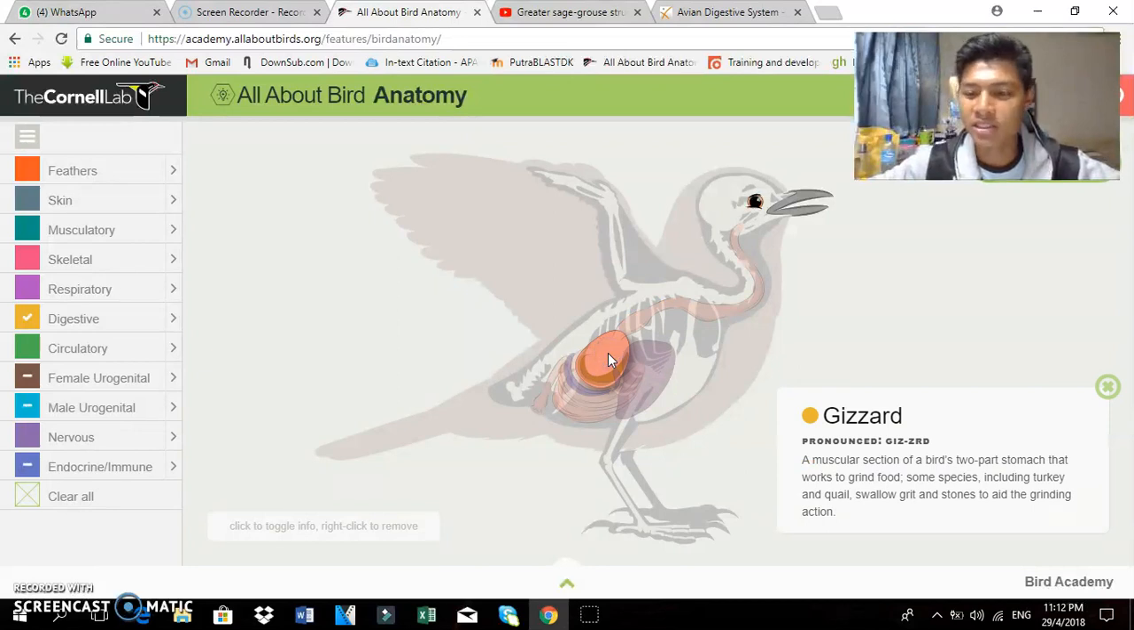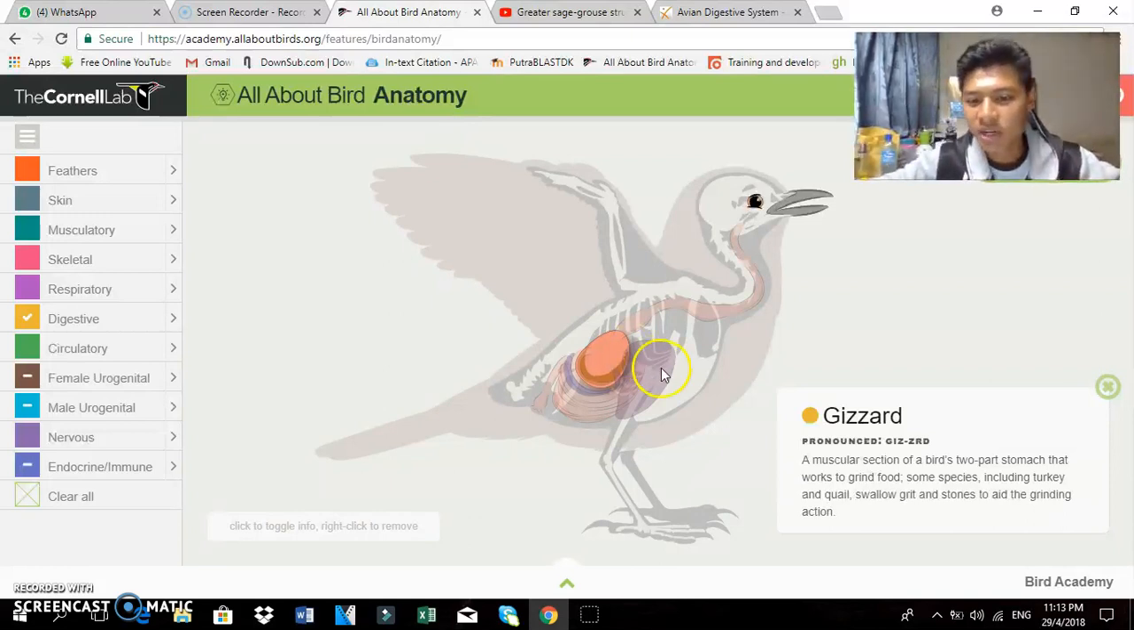And the next part is the gizzard. What the gizzard does is grind food. Birds don't have teeth, but they still need to cut the food into smaller pieces. How they do it is by using the gizzard. They store stones, what we call gastroliths, in the gizzard, and all those stones work as teeth for them to grind the food into small pieces.